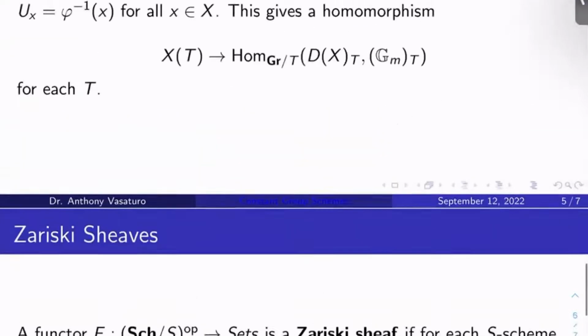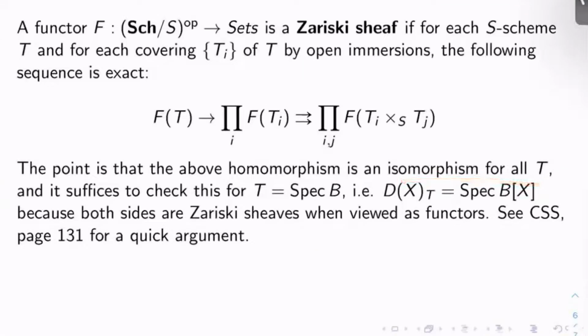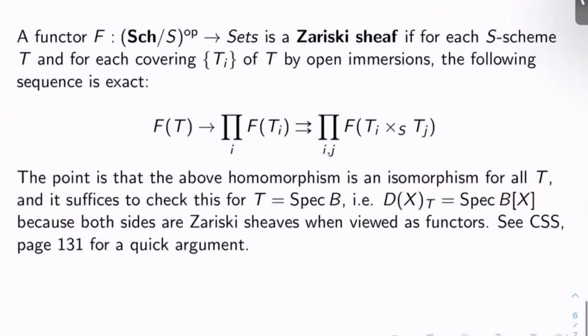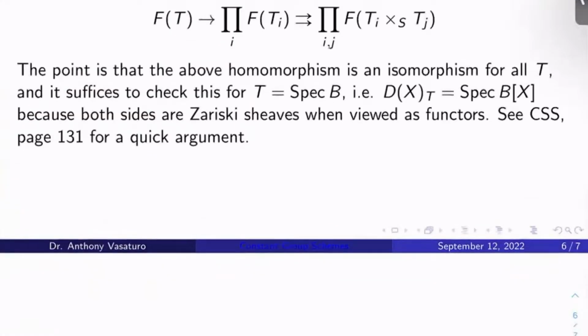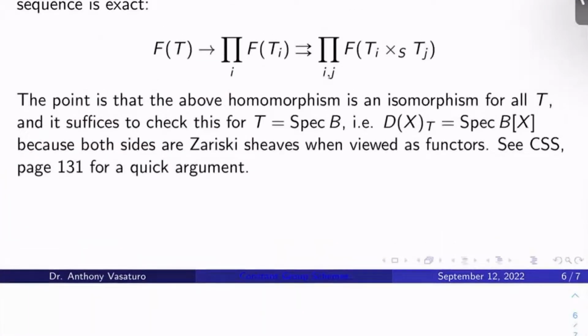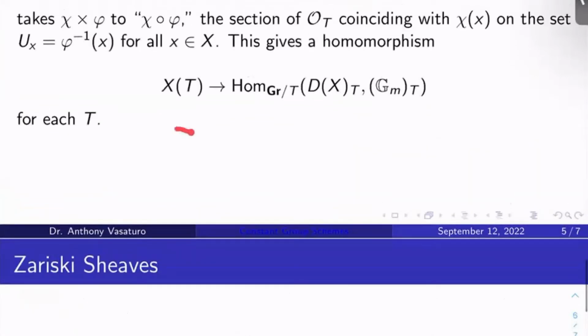And the point is that the above homomorphism turns out to be an isomorphism for all T. Because both sides are Zariski sheaves when viewed as functors, it suffices to check the affine case when T equals Spec B. In other words, it suffices to check the case that when you take D(X) and base change to T, you just get Spec of the polynomial ring B adjoin X. And so that's how you would actually check this. And CSS page 131 gives a quick argument that this homomorphism is an isomorphism.